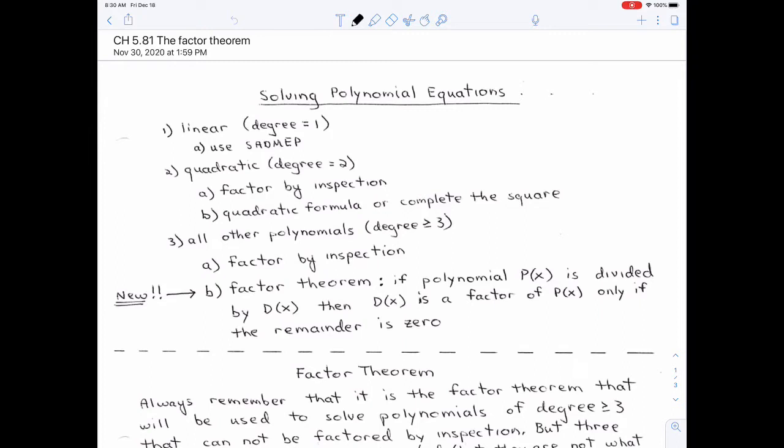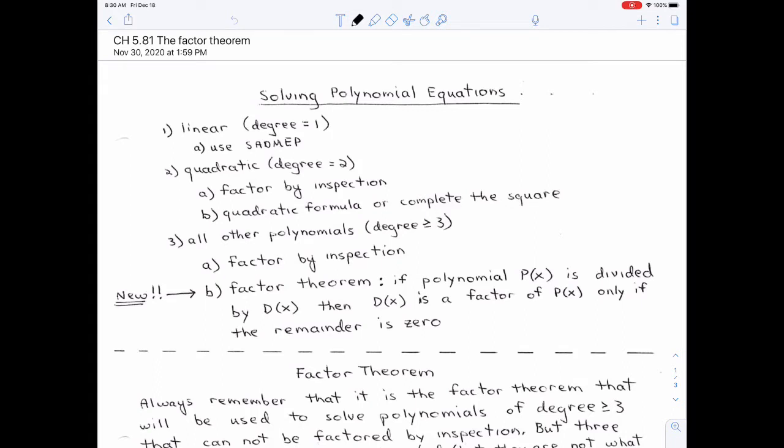Okay, what if you can't do that? So this is what this chapter is about: degree 3 or greater that you can't factor by inspection. It's not new in the sense that we've never done it before, because I've been talking about this for probably about a week or so, but it's new this chapter, and you use the factor theorem. And what is that? Divide. That's it. You divide, right?